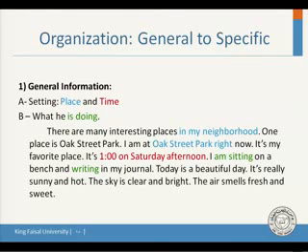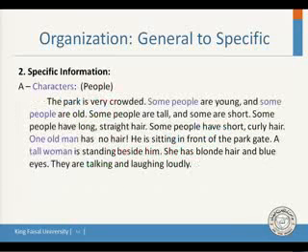Okay, there are also sentences about the weather, because you are talking about the setting, general setting. Today is a beautiful day. It's really sunny and hot. The sky is clear and bright, and the air smells fresh and sweet. So this is the first paragraph. In the second paragraph, Francisco wrote about the characters, the people in the park. And I hope you remember this from the previous lecture.